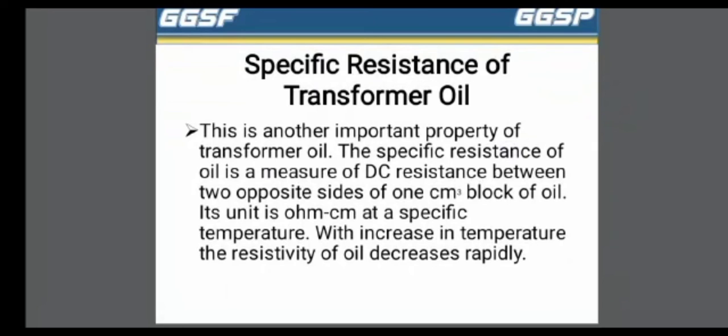Specific resistance of transformer oil. This is another important property of transformer oil. The specific resistance of an oil is a measure of DC resistance between two opposite sides of a 1 cm³ block of oil. Its unit is ohm centimeter at specific temperature. With increase in temperature, the resistivity of oil decreases rapidly.